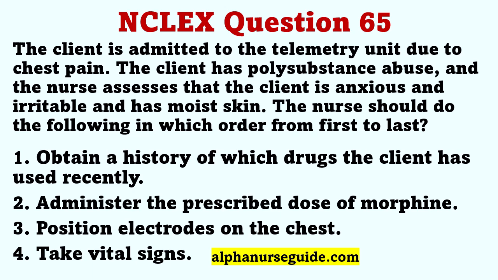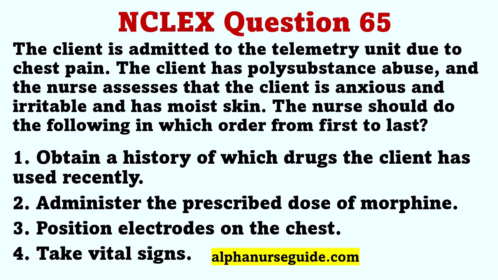Position electrodes on the chest. 4. Take vital signs. 2. Administer the prescribed dose of morphine. And 1. Obtain a history of which drugs the client has used recently. The nurse should first connect the client to the monitor by attaching the electrodes. Electrocardiography can be used to identify myocardial ischemia and infarction, rhythm and conduction disturbances, chamber enlargement, electrolyte imbalances, and the effects of drugs on the client's heart.